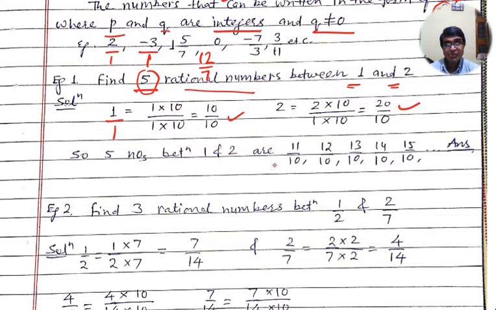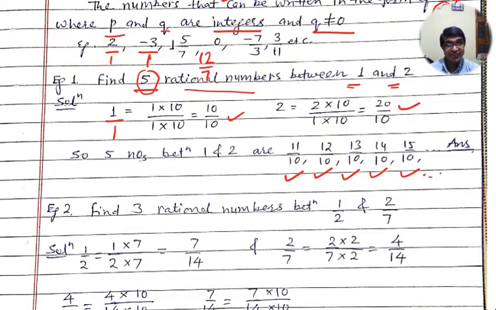So the 5 rational numbers will be after 10 by 10 and before 20 by 10: 11 by 10, 12 by 10, 13 by 10, 14 by 10, 15 by 10. This way you can take up to 19 by 10, but we want only 5. So these are 11 by 10, 12 by 10, 13 by 10, 14 by 10 and 15 by 10. That way you can easily find rational numbers between any two given integers. Here 1 and 2 are only integers.